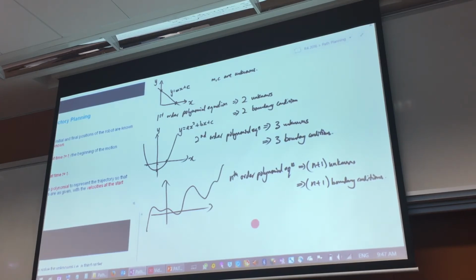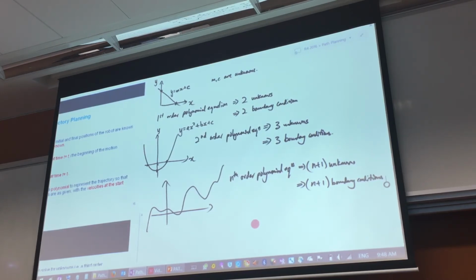So now I'll just randomly give you a small little quiz. If I have 4 boundary conditions, what order is my polynomial equation? 4 boundary conditions. You'll be a 3rd order, right? So it can be asked to you in that way, or it can be the other way around. If I have a 5th order polynomial equation, how many boundary conditions do you think I can use? It's 6.